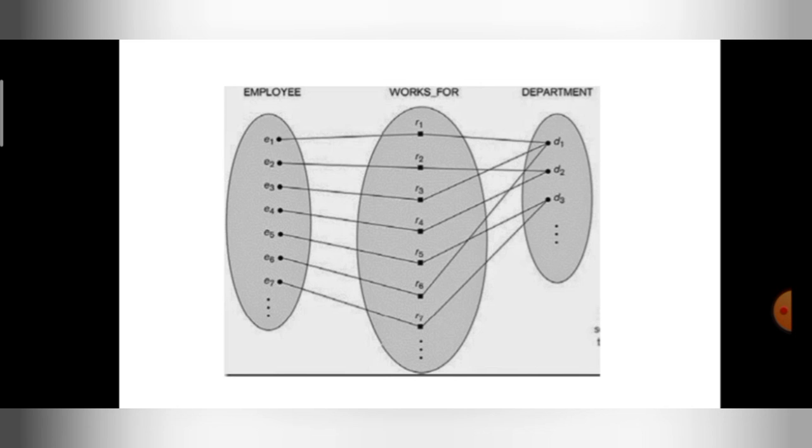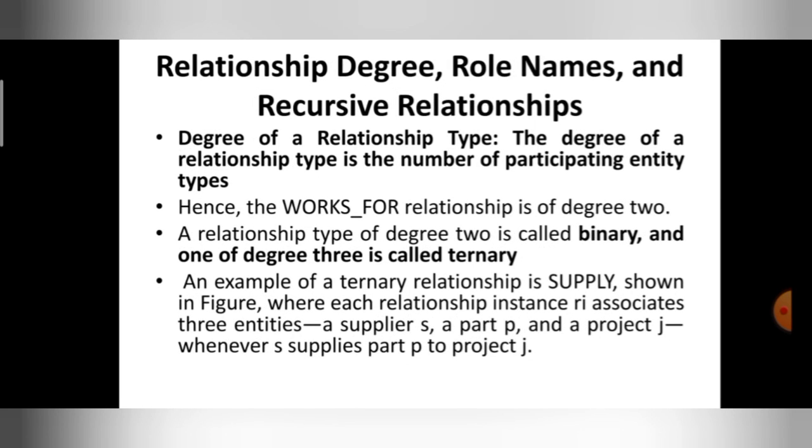Two entities, that is the employee entity and the department entity. That's why this relationship can be called a binary relationship. How many entities are participating here? Two entities. In the same way, you can see a ternary relationship. If the number of entities is more than 2, then it can be called ternary, right?